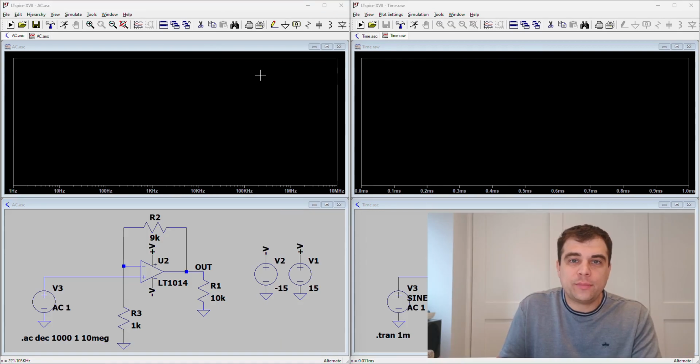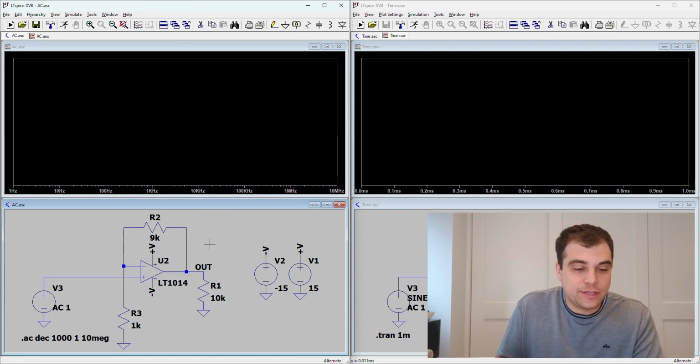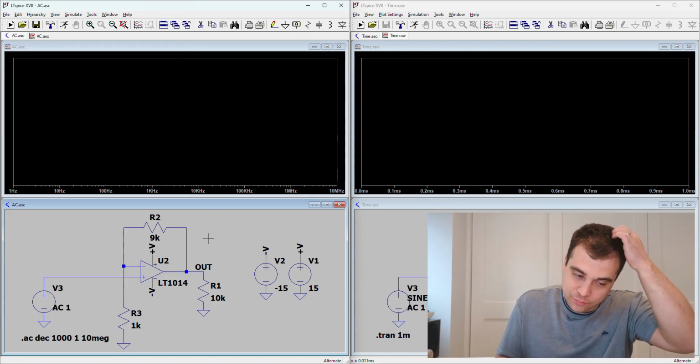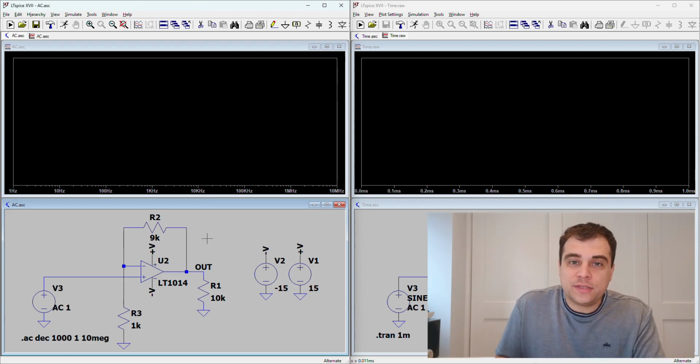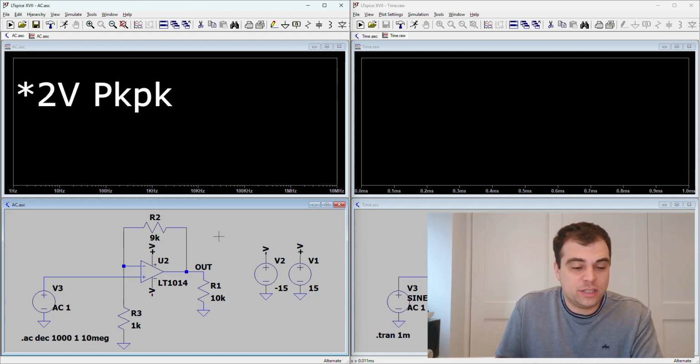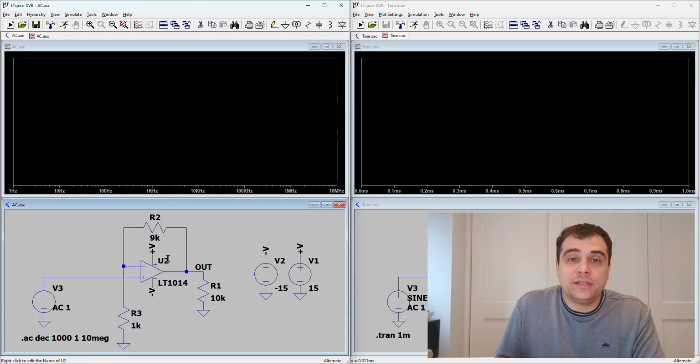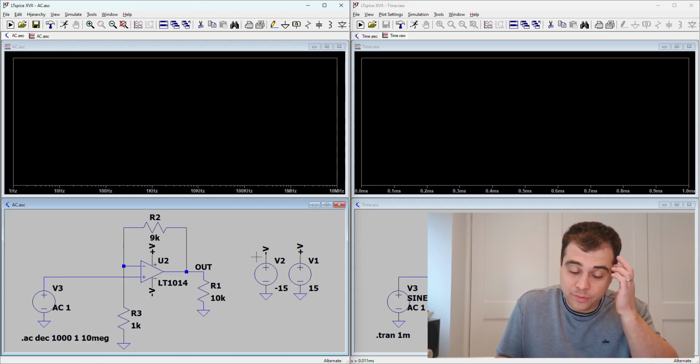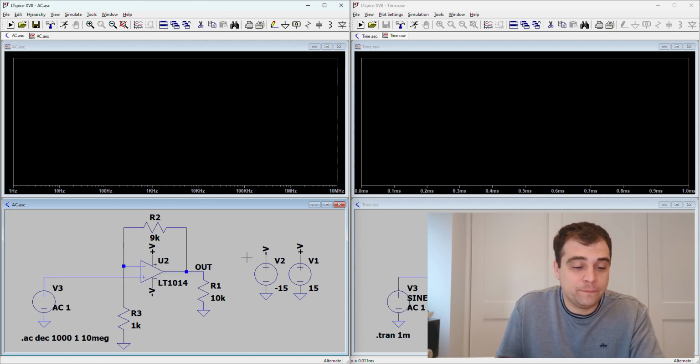Hi, let's look at a trap that beginners can fall into when using SPICE, and in particular the AC analysis tool. So what I've got here, let's say you need to design a circuit. You've got a 1 volt peak-to-peak signal that you want to amplify, and you want a gain of 10. Got a really simple non-inverting amplifier set up here. We're running it on a bipolar plus minus 15 volt supply.